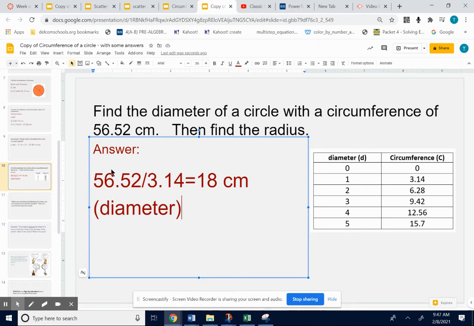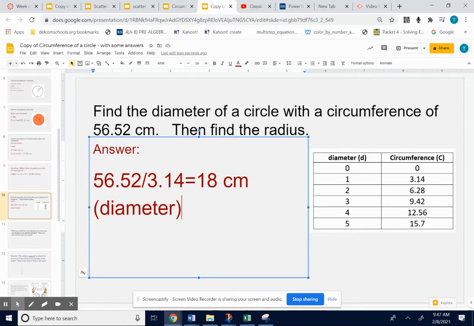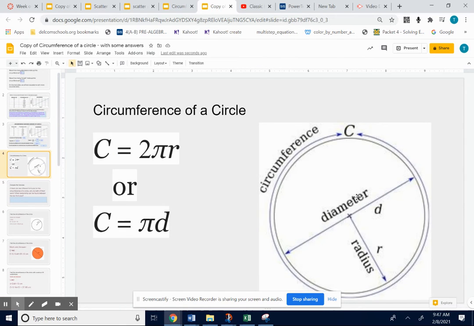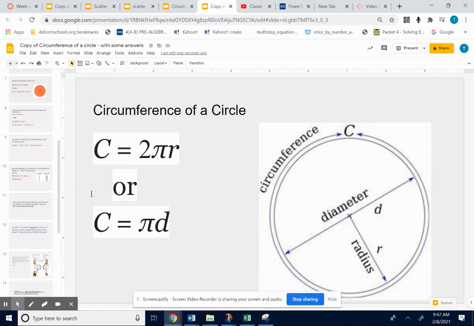Now I can even find the radius. What do you know about radius in terms of diameter? If the diameter is all the way across the center of the circle, let me go back to that picture. If the diameter is all the way across the center of the circle, the radius is halfway. If you know the diameter, just cut it in half. Divide it by 2.